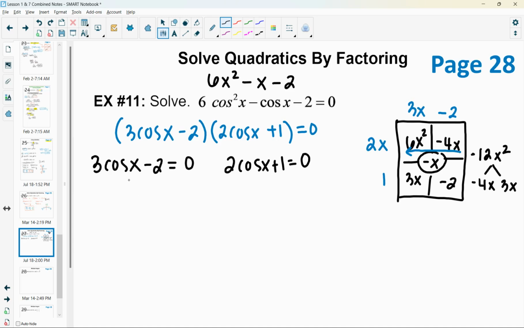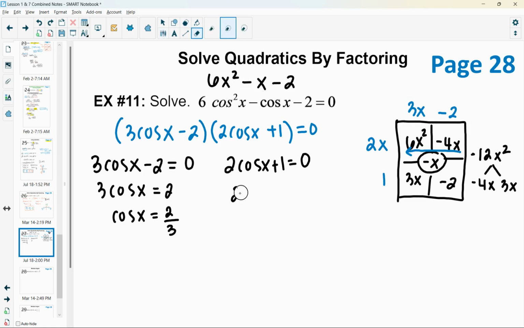So then we will go ahead and solve each of these. So 3 cosine x equals 2, and then cosine of x equals 2 over 3. And then here we'd subtract 1 and then divide by 2.